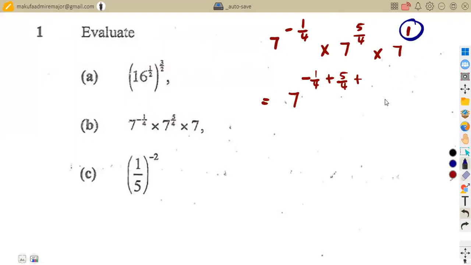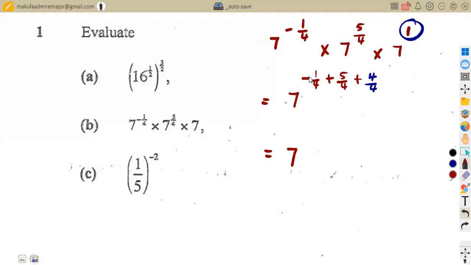So this 1 that we see here can be written as 4/4. Why? So that we can simply add our powers together, or the exponents together. So we're simply going to add minus 1 plus 5 plus 4 in this case. So minus 1 plus 5, that was going to be a 4.